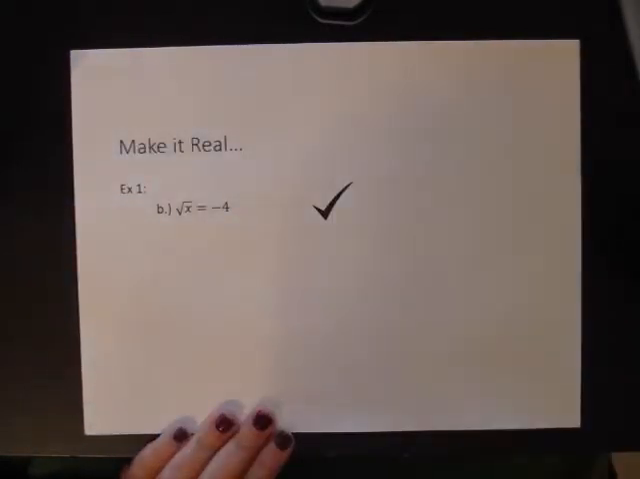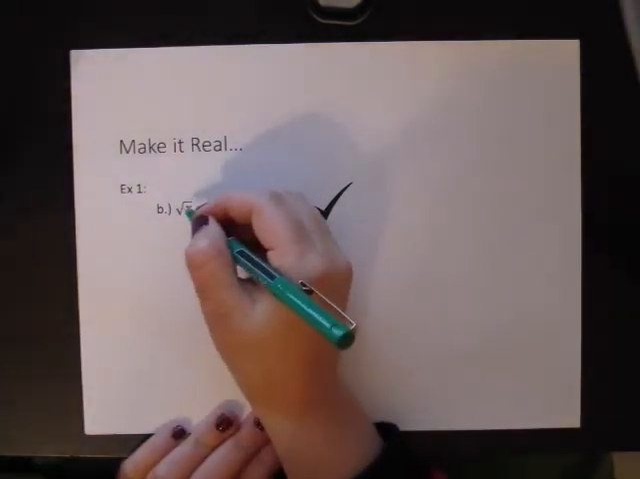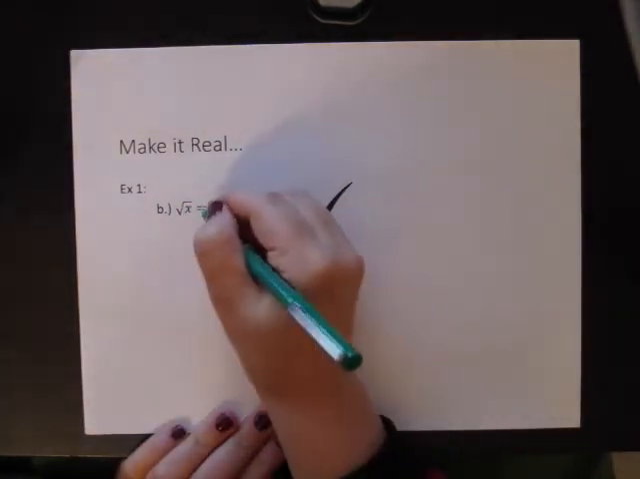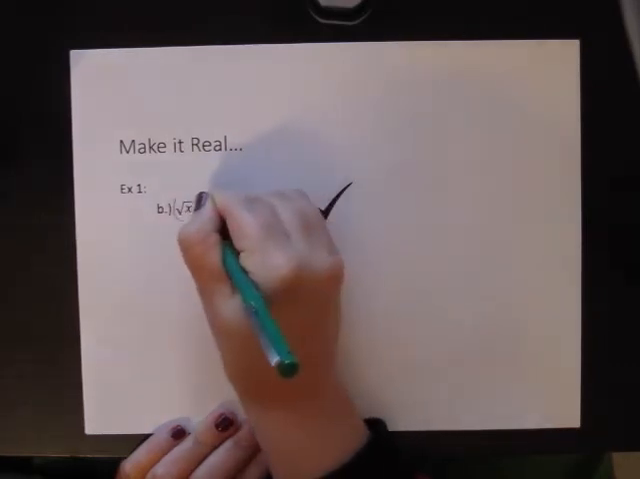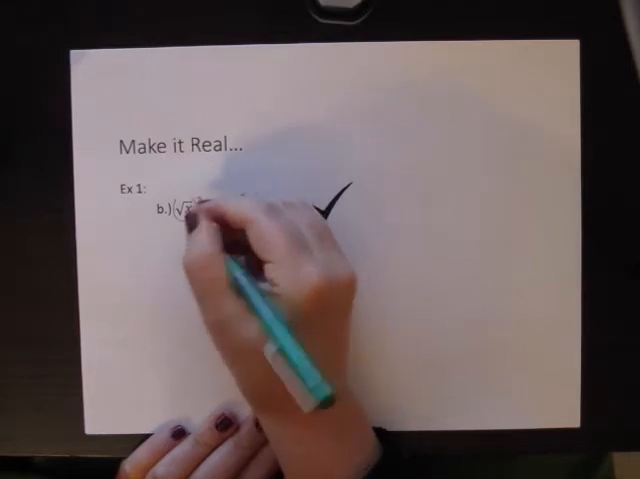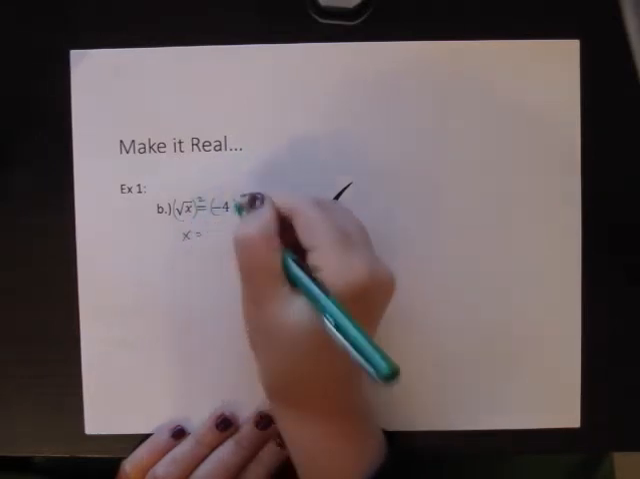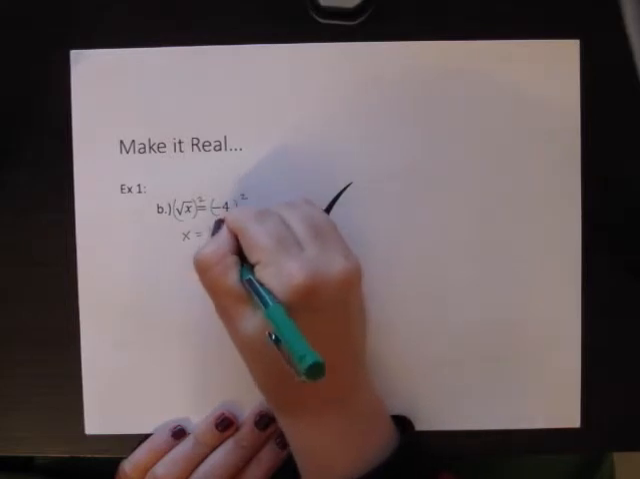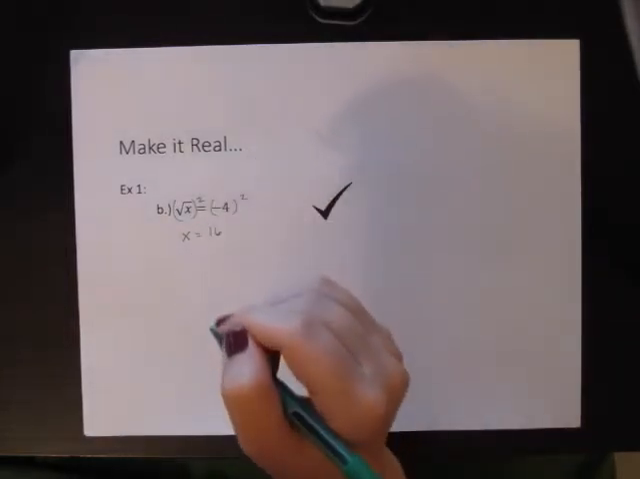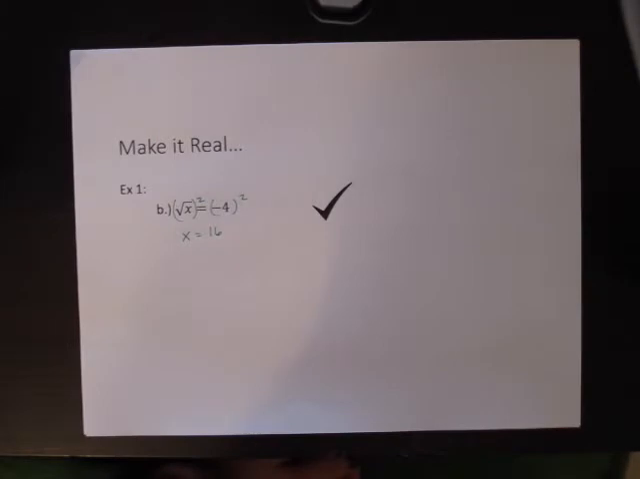Next problem, we have the square root of x equals negative 4. First thing I have to do is check to see if my radical is isolated. It's not with any type of addition or subtraction, so step 1's done. Step 2 is we have to square both sides. When we square both sides, those are opposites of each other, so I'm just left with x. And negative 4 squared, negative 4 times negative 4, is positive 16. So I get x equals 16.